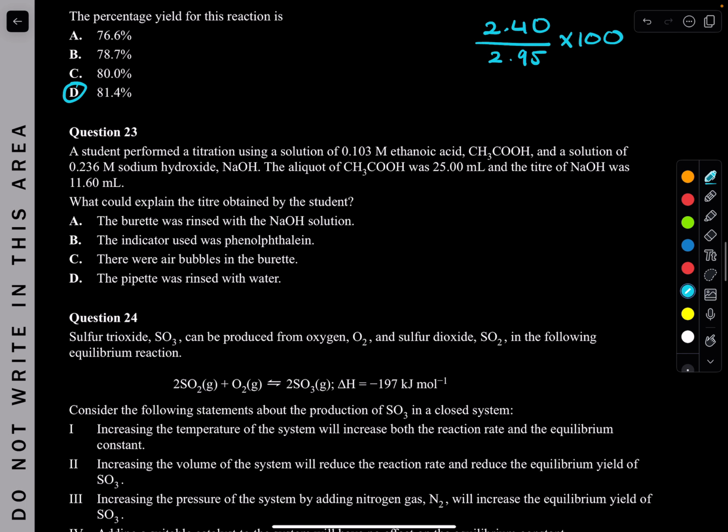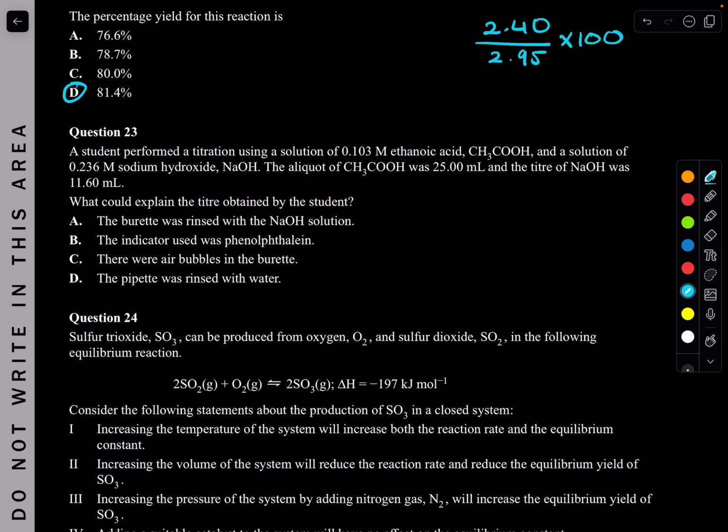Question 23. A student performed a titration using a solution of 0.103 mole of ethanoic acid and a solution of 0.236 of sodium hydroxide. The aliquot of the ethanoic acid was 225 milliliters, and the titer of the sodium hydroxide was this. Which of the following explains the titer obtained by the student? Actually, let's calculate, because we can. First, we need to write the equation of what's happening.